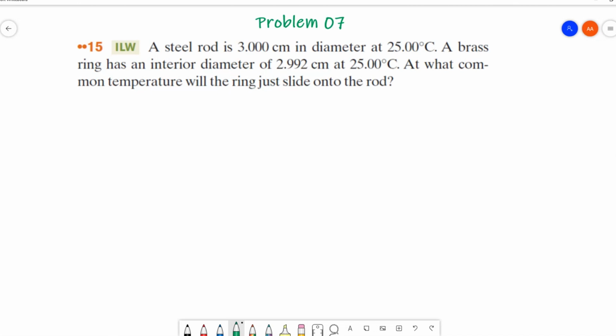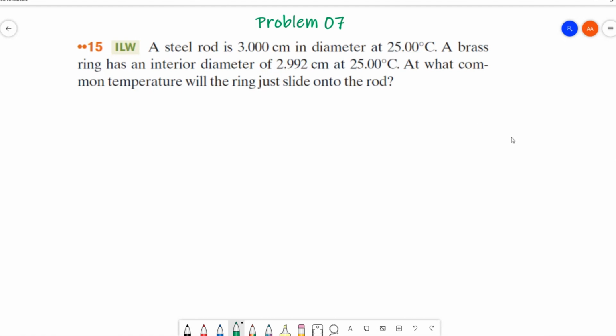A steel rod is 3 centimeter in diameter at 25 degrees. Sorry. A brass ring has an interior diameter of 2.992 centimeter at 25 degrees. At what temperature will the ring just slide onto the rod? Okay, great.